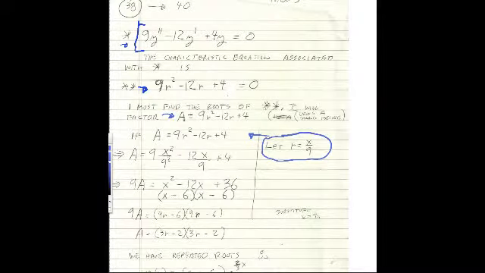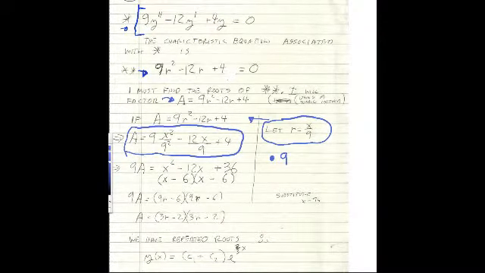I make this nice substitution. Let's not think of r. Let's suppose that r is x over 9. And I plug it in there, which gives us that A is equal to 9 times x squared over 9 squared, minus 12x over 9, plus 4. Then let's multiply both sides of the equation by 9. If I do that, then I end up with 9A equal to x squared minus 12x plus 36.